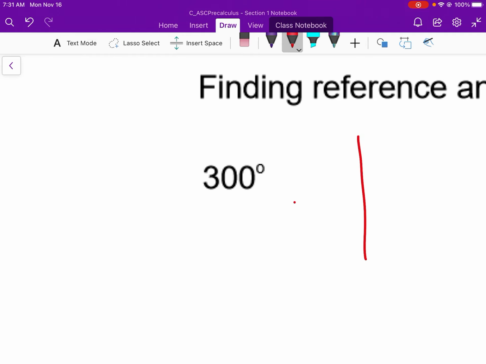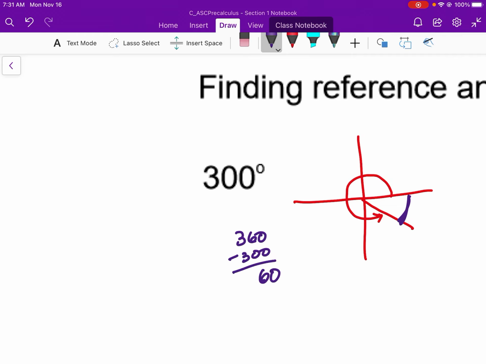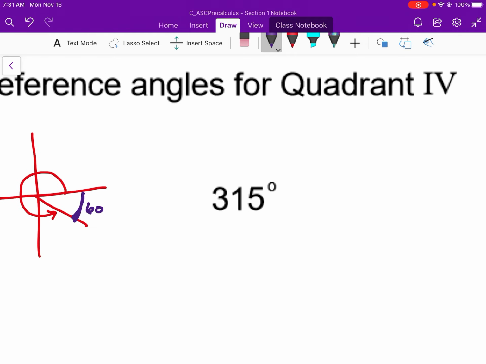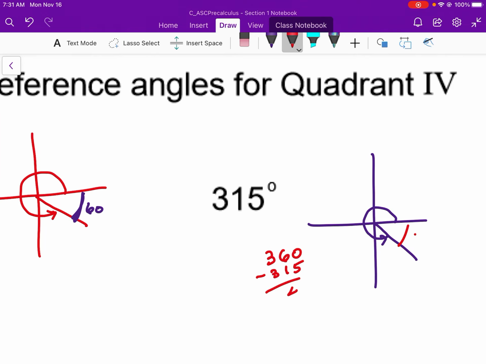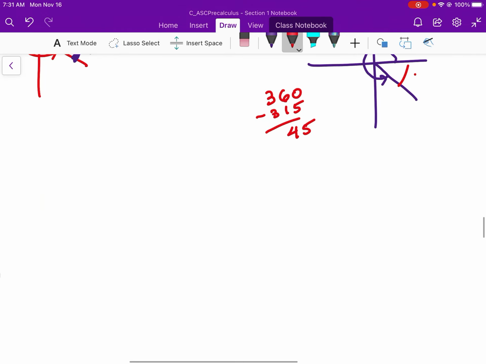Okay, and then for the fourth quadrant, again, I'm going to use my x-axis. 300 is over here. How far am I from the x-axis? So this is 360 minus 300. That's 60 degrees, my reference angle. For 315, I'm guessing you can probably figure that out by now. It's going to be 45, but 315 is over here somewhere. Notice these are not to scale. So the reference angle is this one. What is 360 minus 315? It's 45.